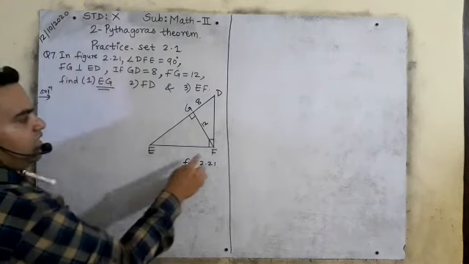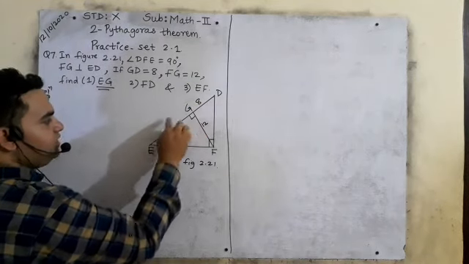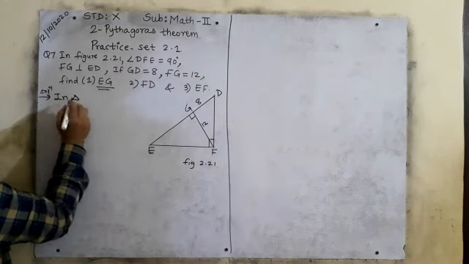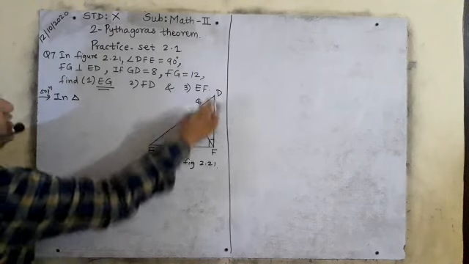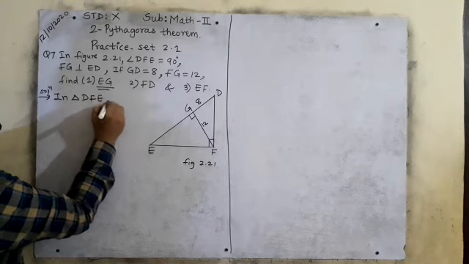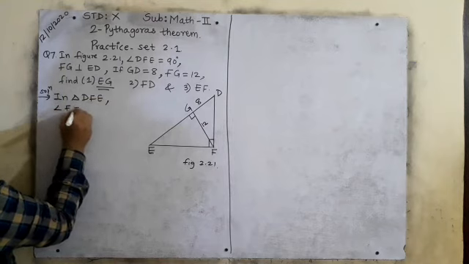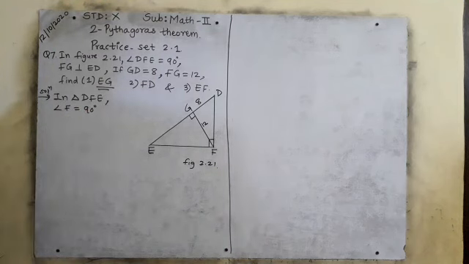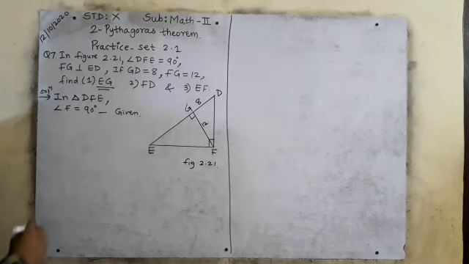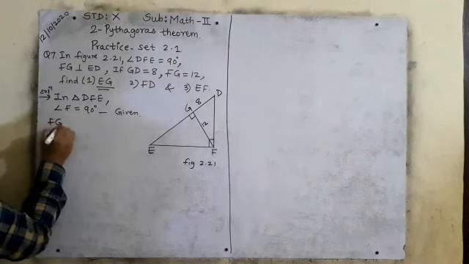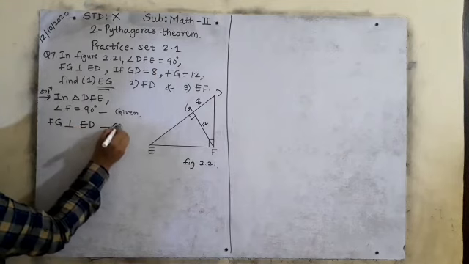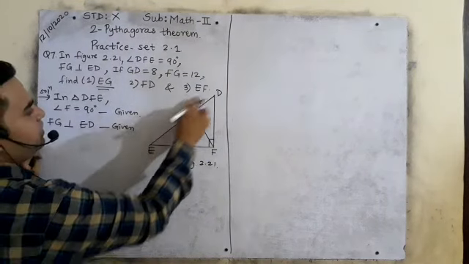By geometric mean. FG square is equals to GD multiplied by EG. This is the geometric mean theorem. So we will utilize it in a triangle. This triangle you use. The bigger triangle you will use, that is triangle DFE. In triangle DFE, angle F is of 90 degree. Yes or no? It is given in the question. Now can you see over here that FG is perpendicular on ED. It is also given. Can you see? FG is perpendicular on ED.